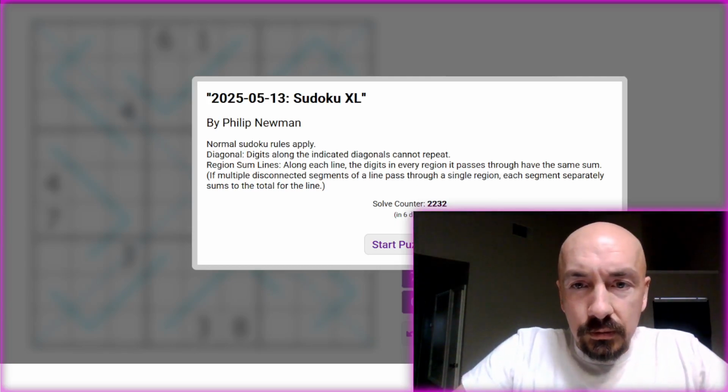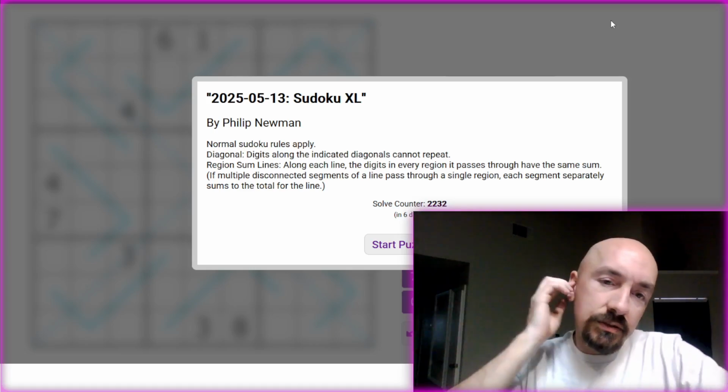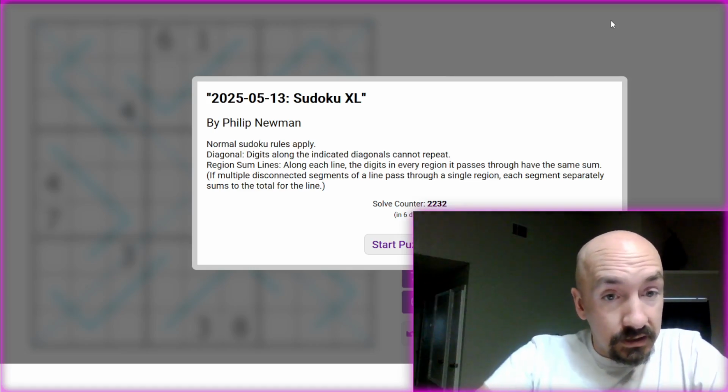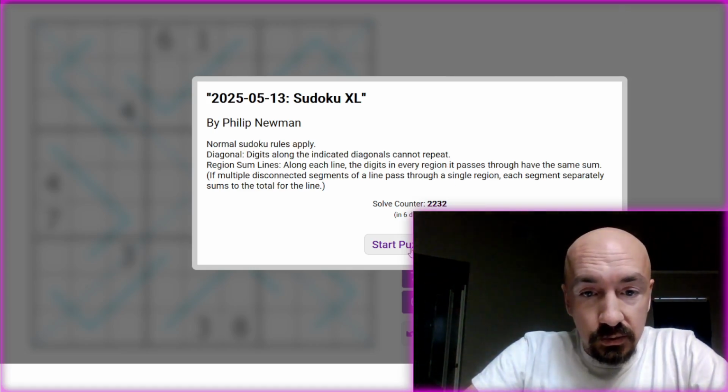What's going on? We're going back a few days to Philip Newman's Sudoku XL. We've got normal Sudoku rules, plus diagonal and region sum lines. Let's see what we can do.